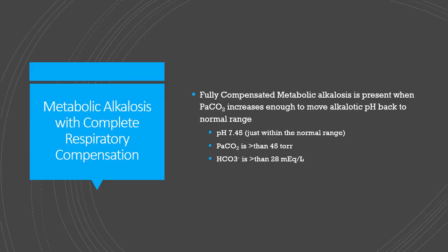Let's talk about what metabolic alkalosis with complete respiratory compensation looks like. A fully compensated metabolic alkalosis is present when the PaCO2 increases enough to move the alkalotic pH back into the normal range. For example, the pH would be 7.45, just within the normal range. The PaCO2 would be greater than 45. The bicarb would be greater than 28 milliequivalents per liter.